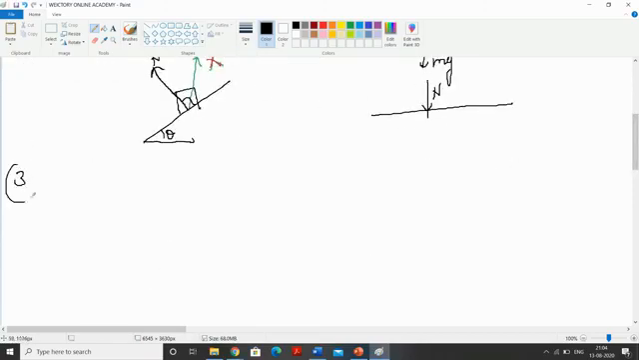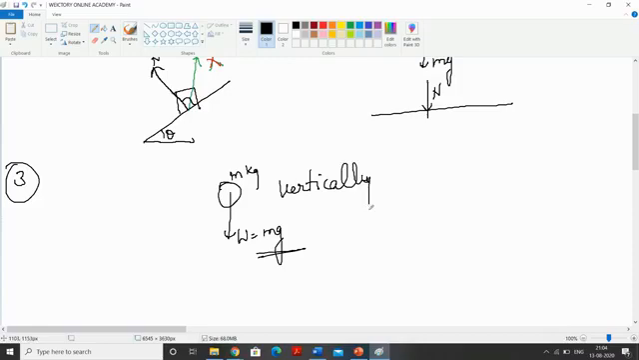Third is gravitational force. Gravitational force is the force exerted by the earth. If m is the mass of the body, the weight mg is the gravitational force. It always acts in the downward direction, vertically downwards.